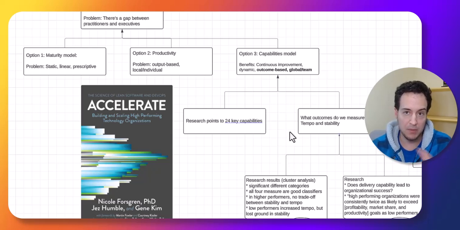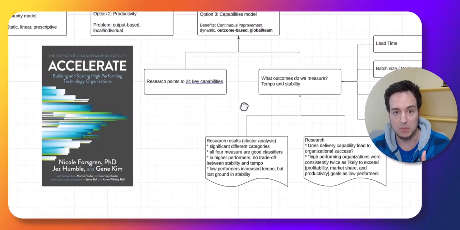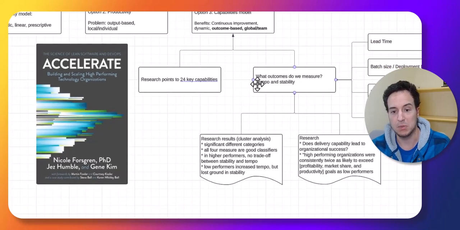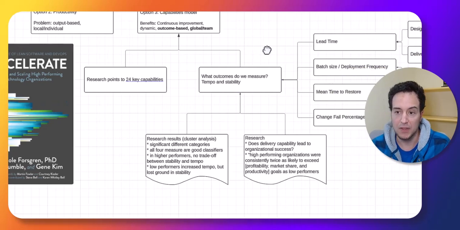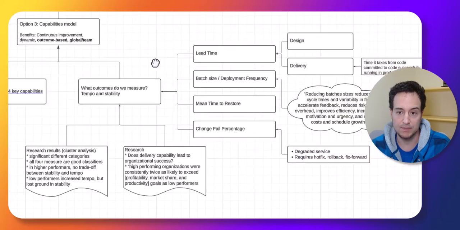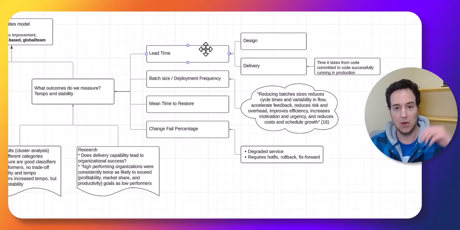So what are we going to measure? This was hinted at the end of Chapter 1, and now we see it spelled out in Chapter 2. It's going to be measuring primarily delivery tempo and stability, and this breaks down into four things. The first one is lead time. You can look at lead time as the whole system of lead time, which is from when there's a customer request until when it's delivered to the customer.